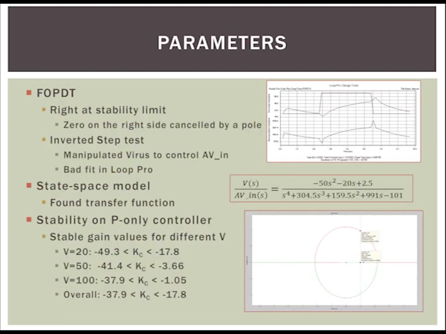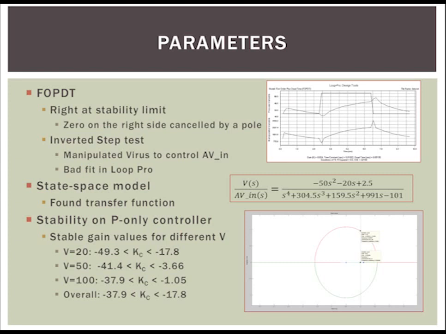Right off the bat, when we got the model, we thought about all the principles we've learned in class, and the first thing we wanted to do was fit it to a first order plus dead time model. As we were doing that, we came to realize that this system was right at the stability point. There was a zero on the right side, but it was also canceled out by a pole, so there were still some stable points, but it was pretty hard to get a step test and have it not go out of control.